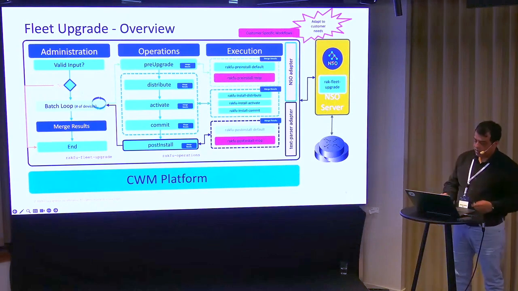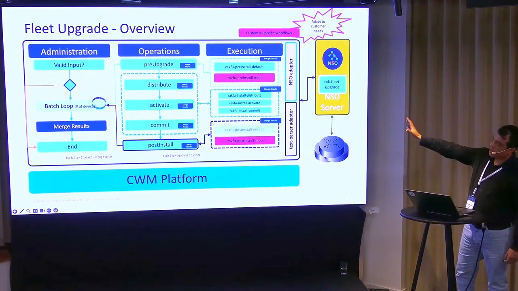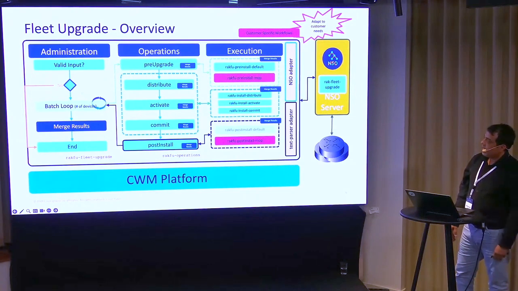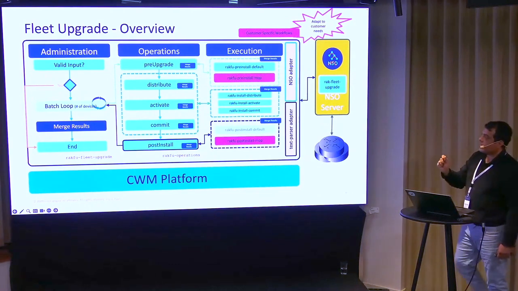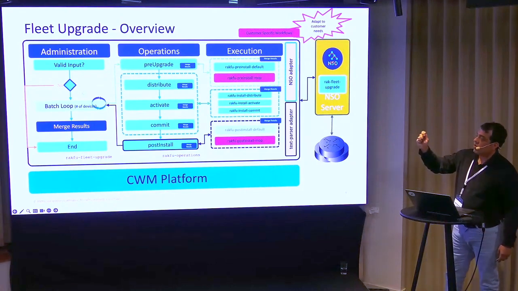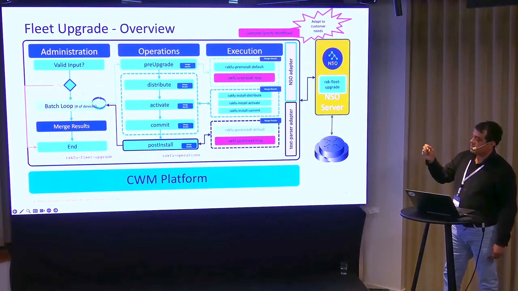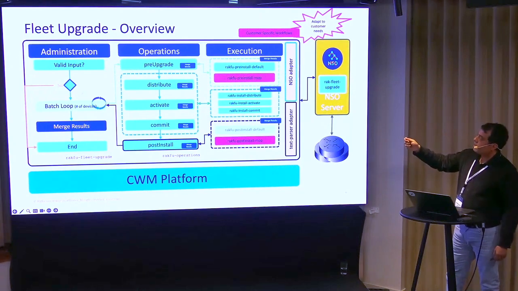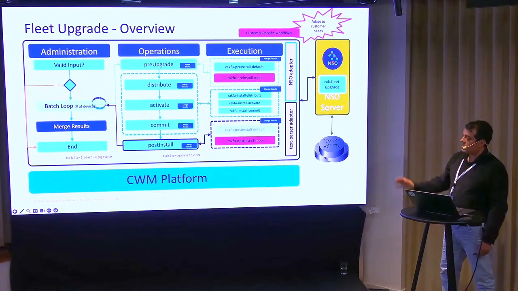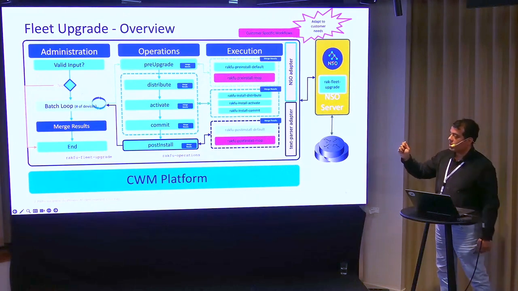Okay, so on this slide, I have captured the overall overview of a fleet upgrade. As you can see, there are three categories: administration, operations, and execution. In the administration, a fleet upgrade does a few administrative things first, like the user has to provide the input. That input has to be validated with the given devices list, as well as making sure that the input data has all the mandatory inputs. Also, it does some deep input validation in the supported operation, and goes into the NSO and validates that all the required things are available to execute this particular input.